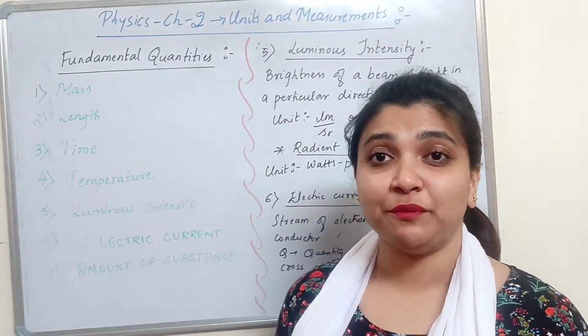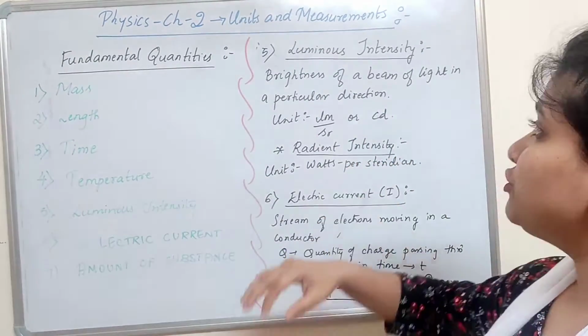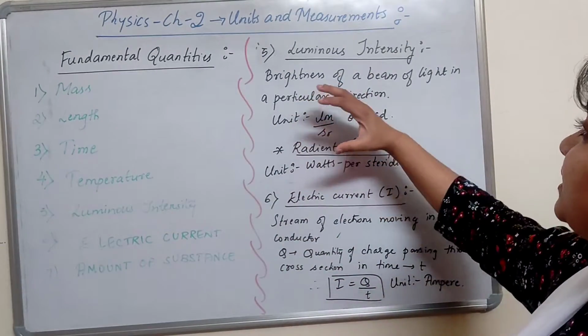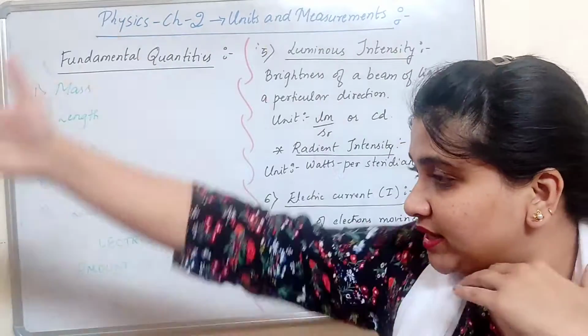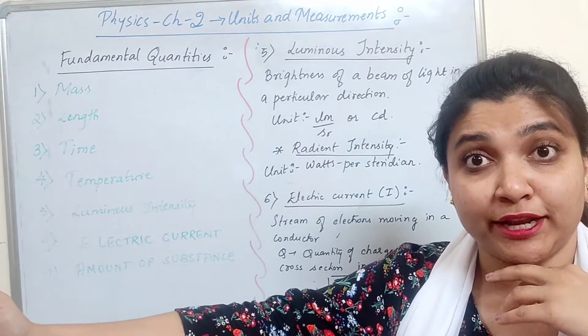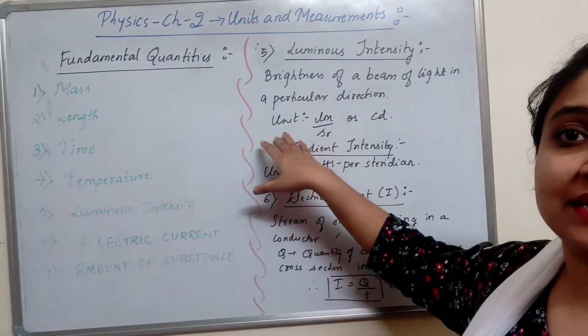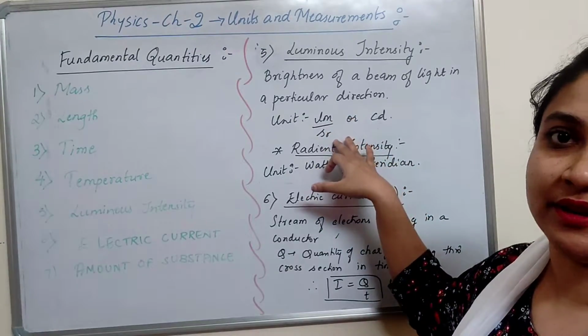Next important fundamental quantity is luminous intensity. So what is luminous intensity? Luminous intensity is nothing but brightness of a beam of light in a particular direction. So how bright the light actually goes in a particular direction, how bright it is, right? Therefore its unit is candela, cd, or lumens per steradian.